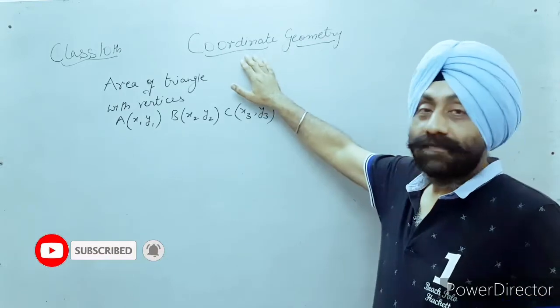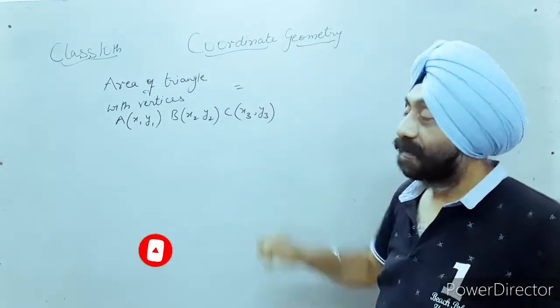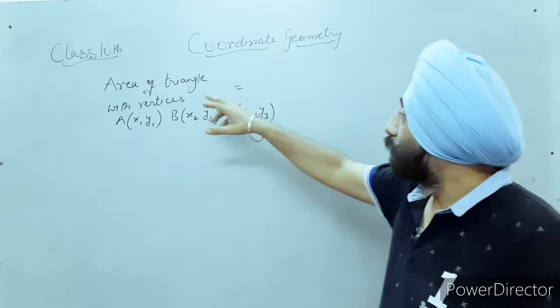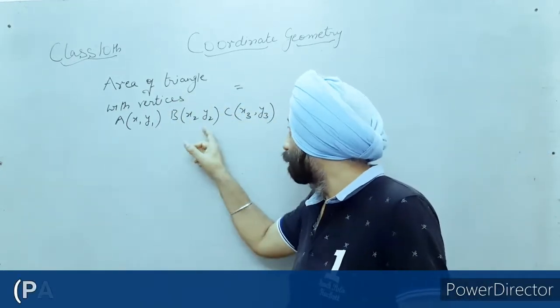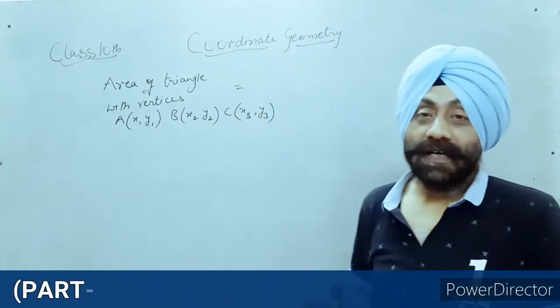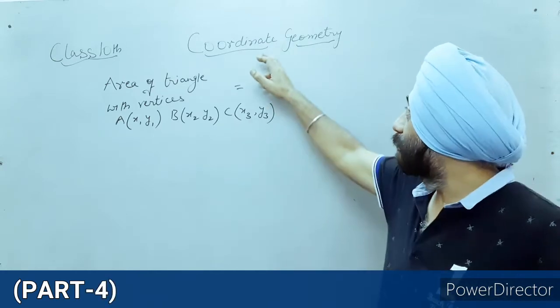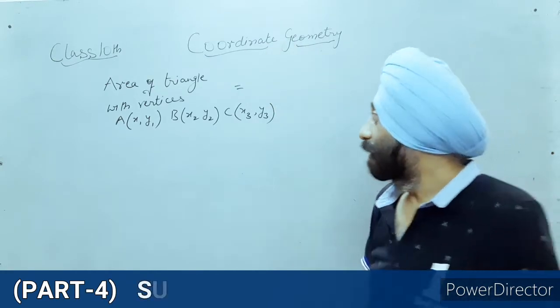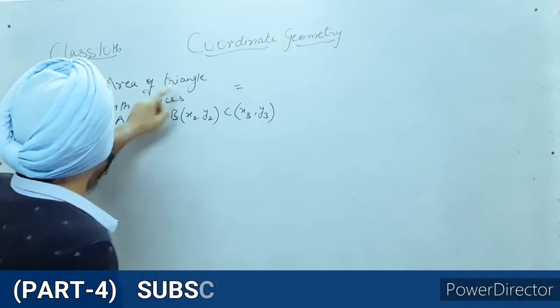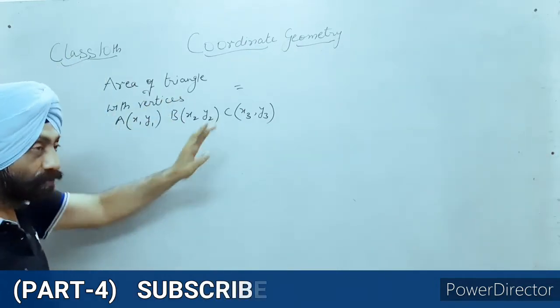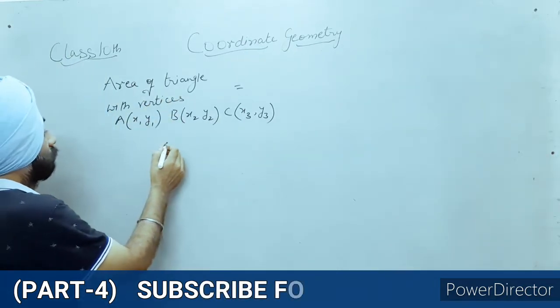Today I am going to wind up the chapter of coordinate geometry from 10th standard. Last topic left was area of triangle with vertices given to us. I hope that you have watched my previous lectures on this chapter. Now the last topic is area of the triangle with vertices given to us. How do we find the area of the triangle?